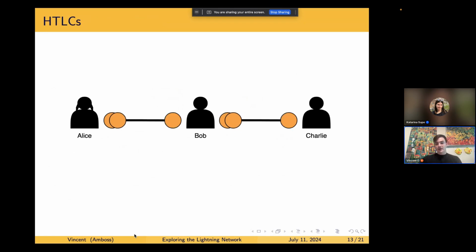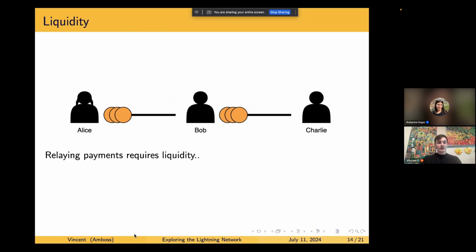So that's one more reason why it's a scalability solution for Bitcoin, because you don't need a direct channel with every peer in order to send them payments. But there are some caveats. Relaying payments requires liquidity. So in this scenario here, Alice owns and controls 3 Bitcoin towards Bob, but the reverse is not true. And so while Alice may be able to send payments through Bob to Charlie because there's liquidity allowing for that, the opposite direction is not possible. Charlie cannot send any payments through Bob to Alice because he doesn't own any funds on his side of the channel.